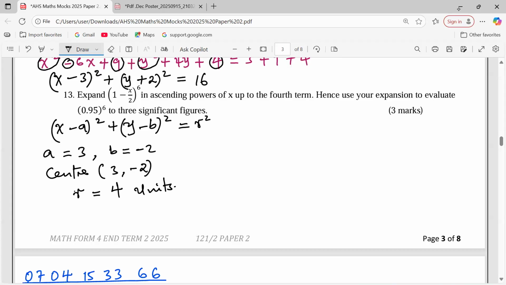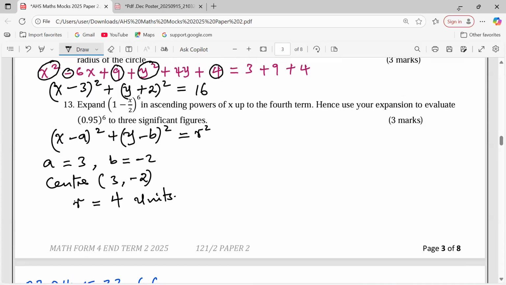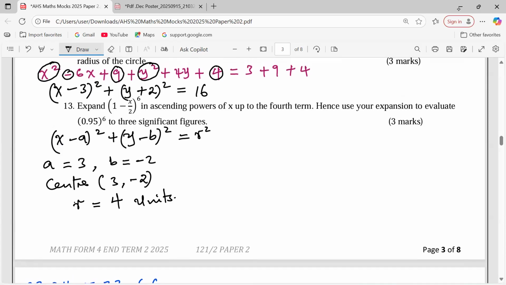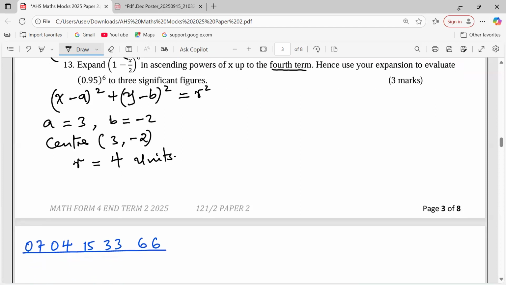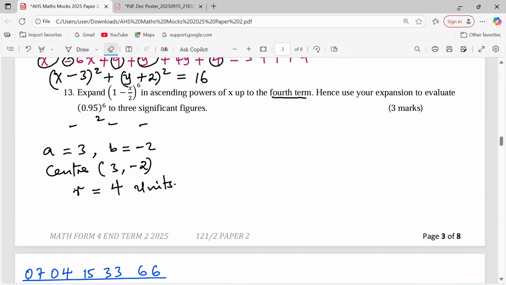So the next question says, we expand (1 minus x over 2) power 6 in ascending powers of x up to the fourth term. Very key, fourth term. Hence, use your expansion to evaluate 0.95 power 6 to 3 significant figures. So let's see the possible working of number 13.